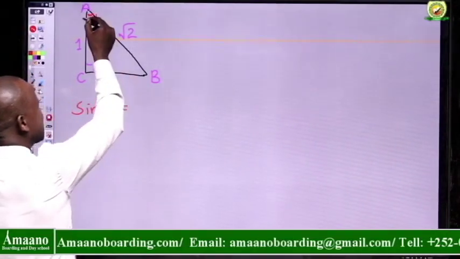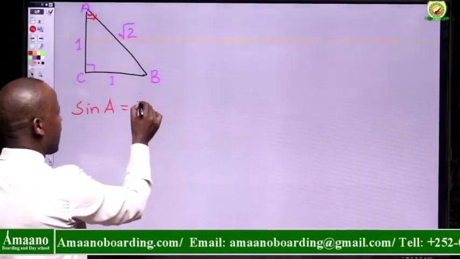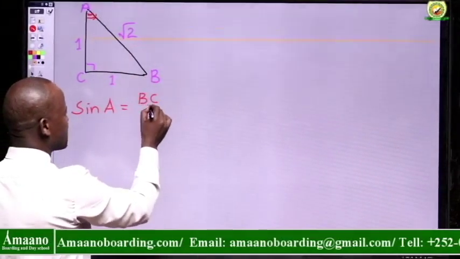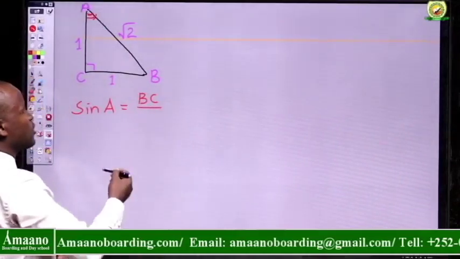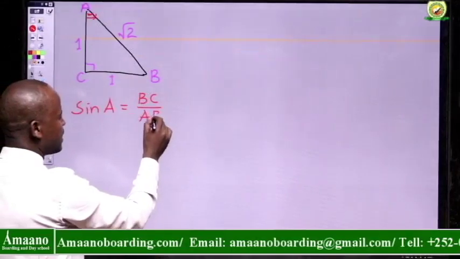So the opposite for this angle A is the side which is given by BC. So sine of A is BC, which is the opposite side, divided by the hypotenuse, or the longest side, which is side AB.